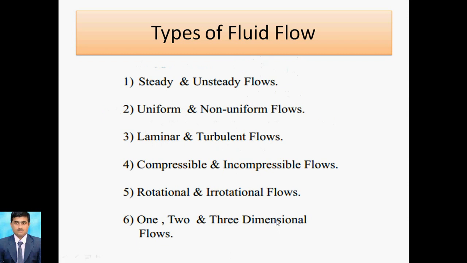Now we'll discuss the types of fluid flow. This is the next point. There are different types of fluid flow. First is steady and unsteady flow, which tells about the factor of time. Then uniform and non-uniform flows, which are related to space. Then the next is laminar and turbulent, which tells only about the type of flow, that is, whether the flow is in straight lines or not.